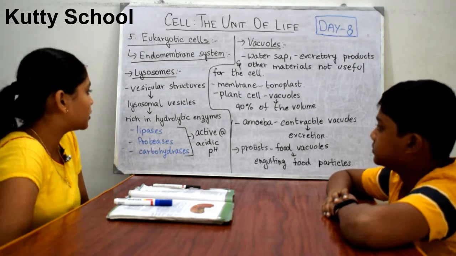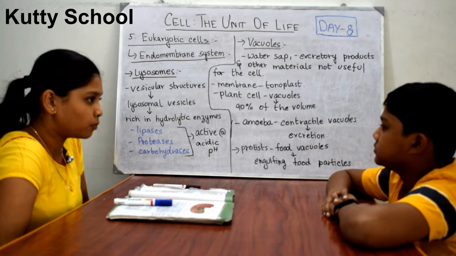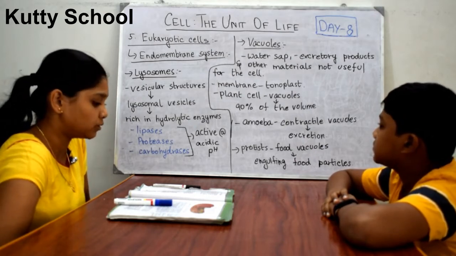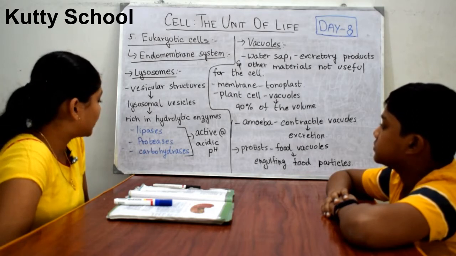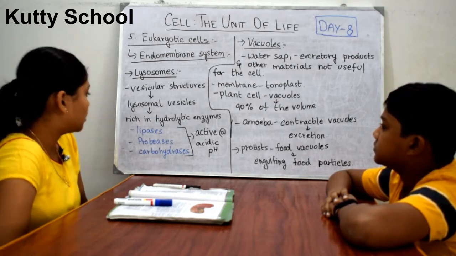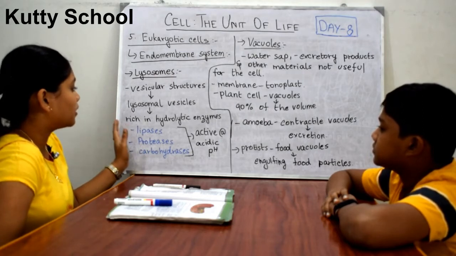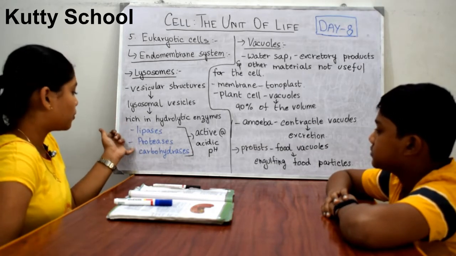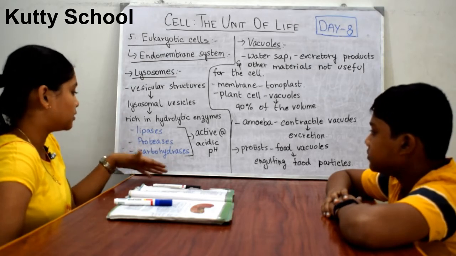So these are, when the Golgi apparatus releases glycoproteins and glycolipids, these are transformed into lysosomal vesicles, okay. These isolated lysosomal vesicles are rich in hydrolytic enzymes, like lipases, proteases, carbohydrases and nucleases, etc.